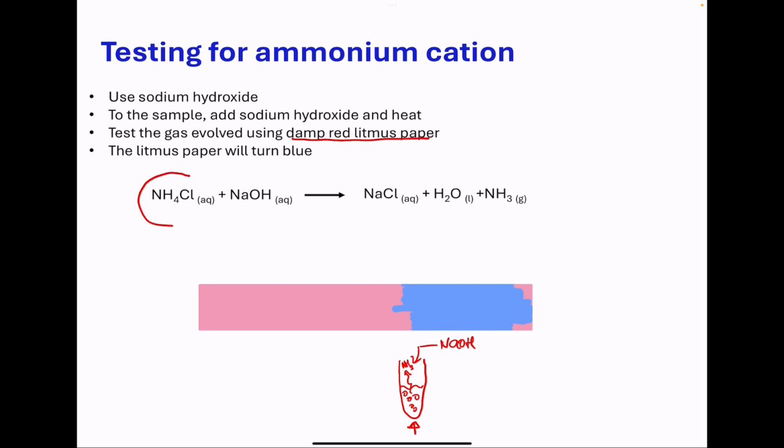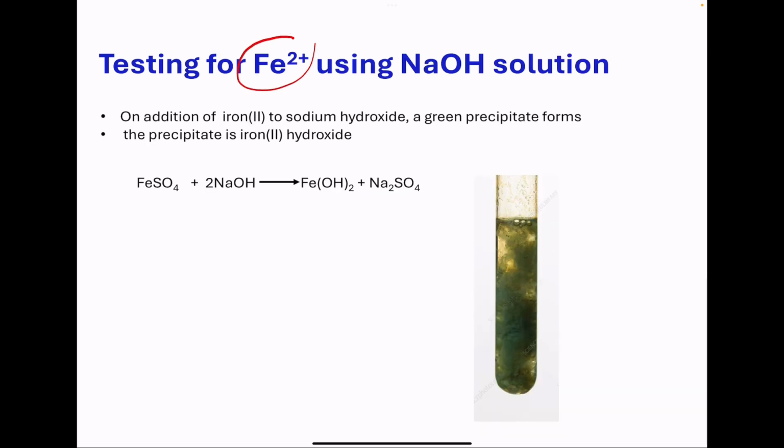So here we see ammonium chloride reacting with sodium hydroxide to give us the salt, water and ammonia gas, which will be dissolved, and on heating more of it is going to come out from the test tube and that can be tested so that the damp red litmus paper turns blue. Next we go to testing iron 2.